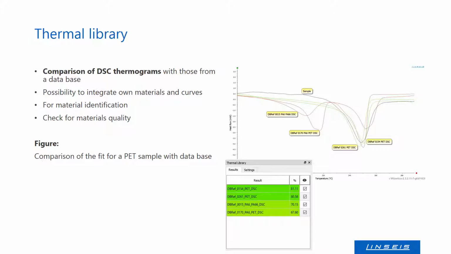In the given example, a PET sample, the black curve, was compared to the best fits of the database, the green curves, which are other PET qualities. Besides that, the next best fits would be PET blends with polyamide, shown as a red curve. The result is represented as overlaid curves and as a table with the respective quality of fit.